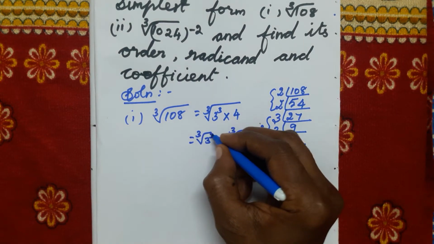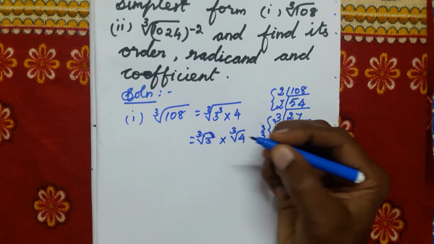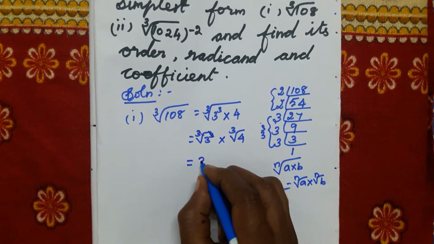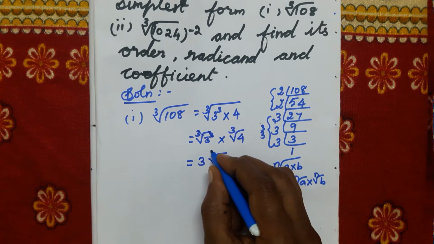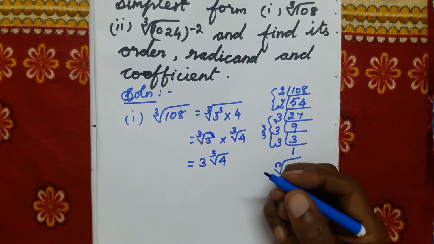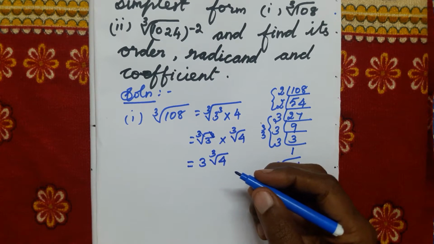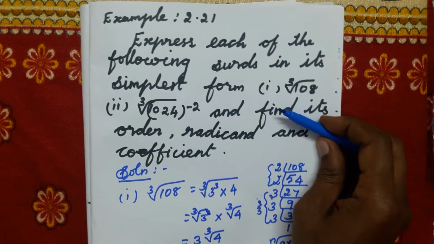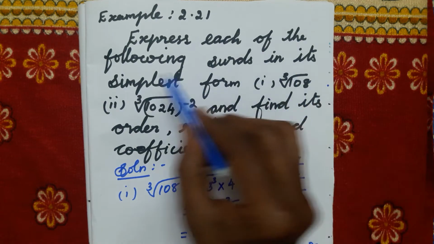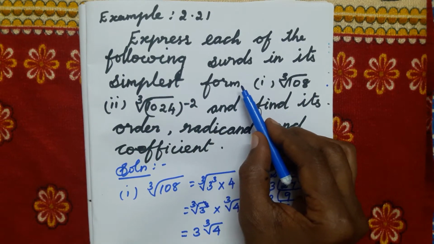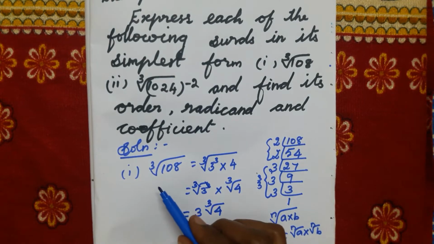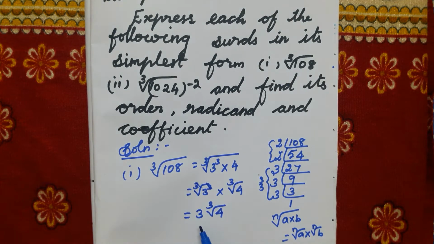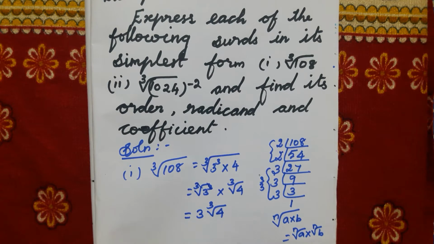Now here order and power are the same. So what we are getting? It's equal to cube root of 3 cube is equal to 3, cube root of 4. It is the simplest form of this. The question is to express each of the following radicals in its simplest form. What is the simplest form of cube root of 108? 3 cube root of 4.